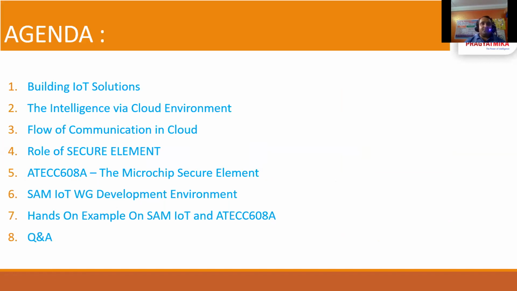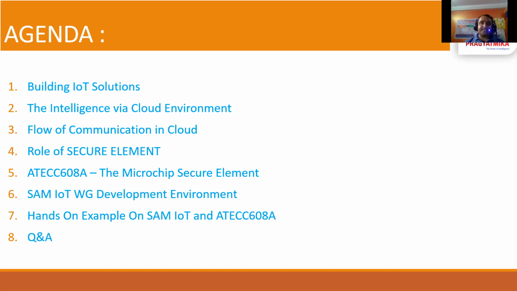So today we are going to talk about the IoT solutions, how we build them, what the concerns of building IoT solutions are, and thereafter how the communication flows in your cloud environment. Thereafter, what this secure element is, and what the role of the secure element and the crypto element is. These are synonymous words actually, crypto element and secure element. So this is the role of the secure element in your complete project life cycle.